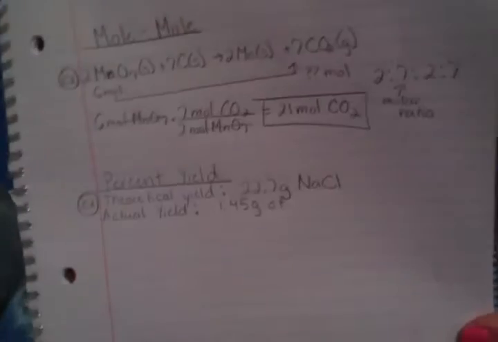And then it says you measured 1.45 grams of sodium chloride. So the actual yield is something that you measured, so that will be 1.45 grams. Just like that.